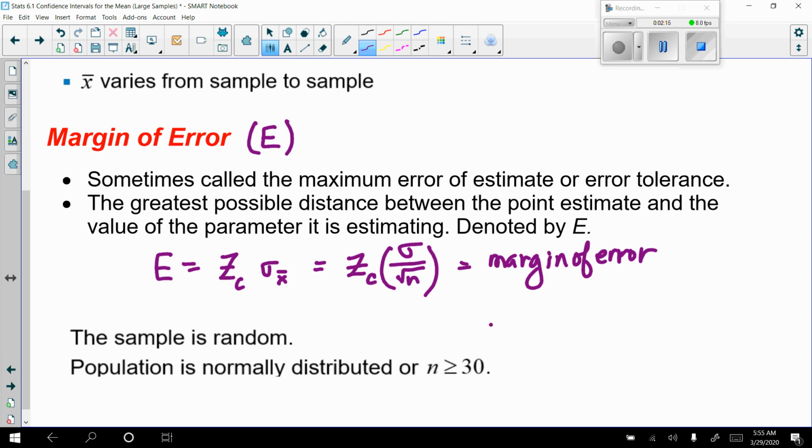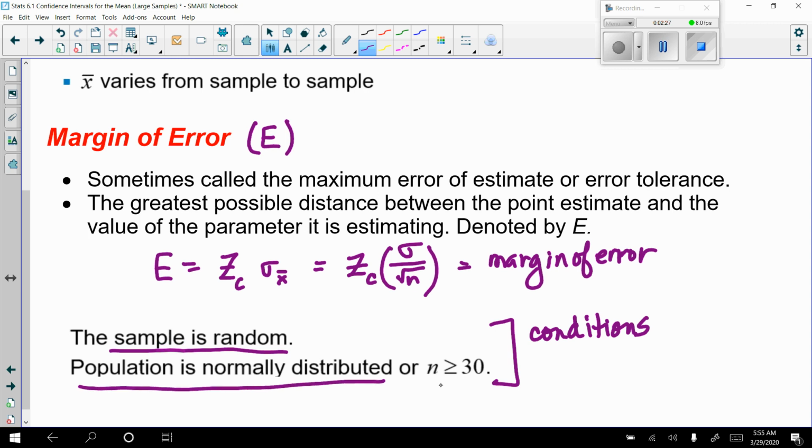Okay, so there are some conditions that we have to satisfy in order to use this formula. The sample needs to be random, and it needs to be normally distributed, or the sample size has to be greater than or equal to 30 in order to use this.